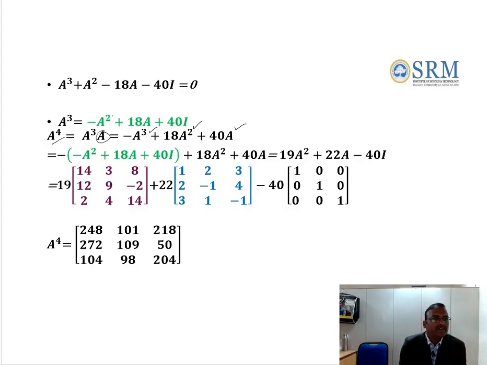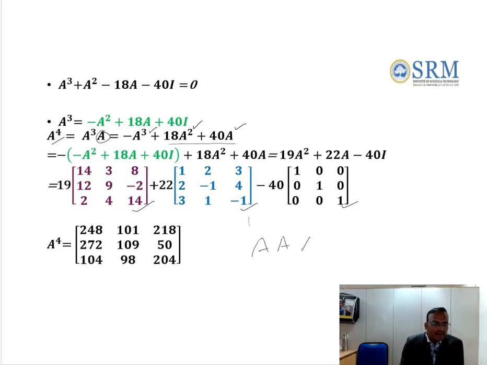Again A cube is equal to this expression, minus A square plus 18A plus 40I. Replace this A cube by this expression. Therefore, minus of minus A square plus 18A plus 40I, then the remaining expressions, plus 18A square plus 40A, that is equal to 19A square plus 22A minus 40I. Replace the matrix A square by this, and then A by this expression, and I by identity matrix, then you have this matrix A power 4.